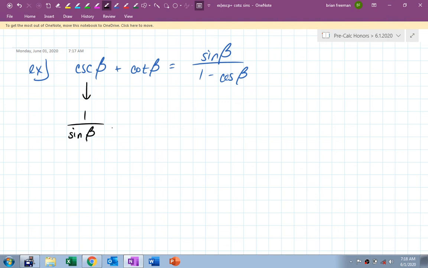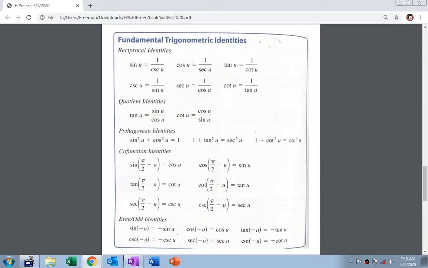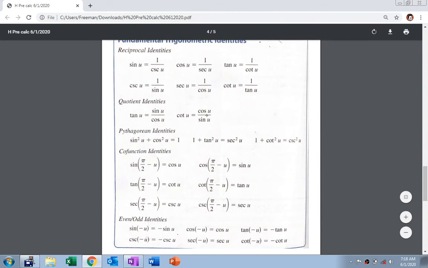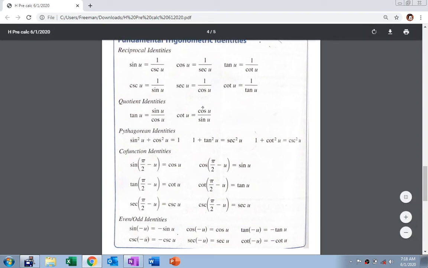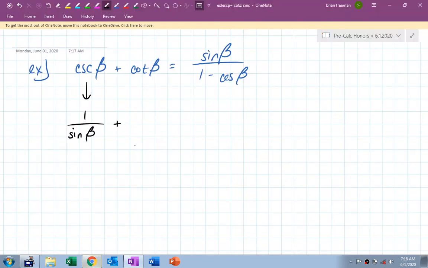Cool. Cotangent. Well, let's see what we can do with cotangent. I think we got a few things. We can switch it to 1 over tangent. We can do cosine over sine. That's really it. But switching it to 1 over tangent is not going to really do anything for us. We already have a sine in the denominator when we converted cosecant, so we might as well use this other one and switch this to cosine over sine.